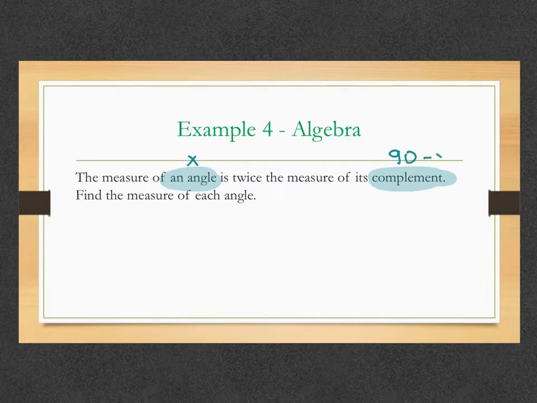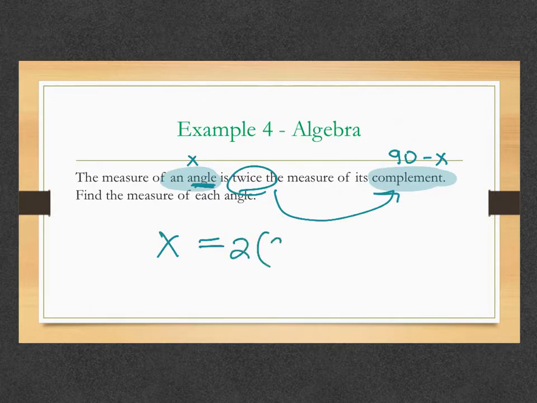As soon as you see complement, one's an x, one's a 90 minus x. If it was supplement, it'd be x and 180 minus x. And the relationship between these says that this angle is twice the measure of that angle. How do I set that up? X equals, how do I do twice the measure of a complement? 2 times 90 minus x.